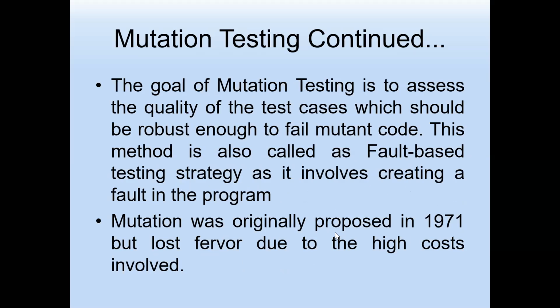Mutation testing was originally proposed in the year 1971. This was not there on the previous slide, so you just add this. But it was lost for a long time due to the high cost involved, because to change one single line, your programmer may ask for a certain amount of money. One change, one program. If you have 1,000 lines, you may change each line.